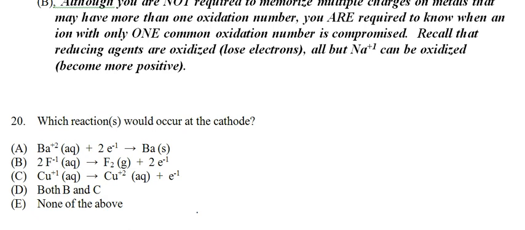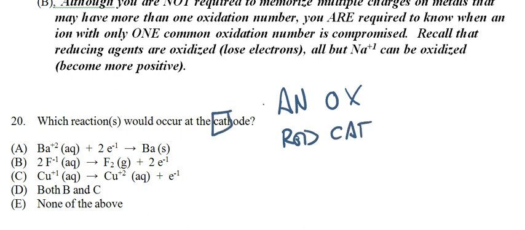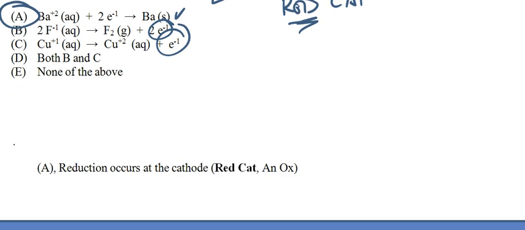Alright. Last question. Number 20. Which reactions would occur at the cathode? Now again, what happens at the cathode? Ox, red cat. So at the cathode, that's a side of reduction, which means that it's gaining electrons. Leo says grr. So we're looking for something that gains electrons. That does. That's losing. That's losing. Yay. A. Alright. That actually concludes quiz number 2 for period number 3.